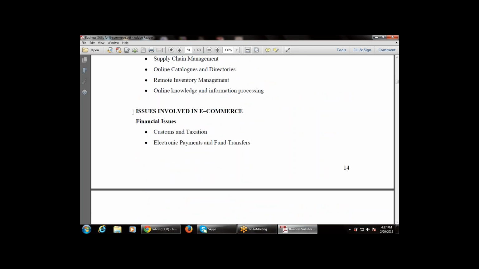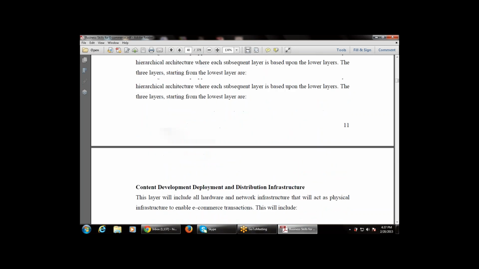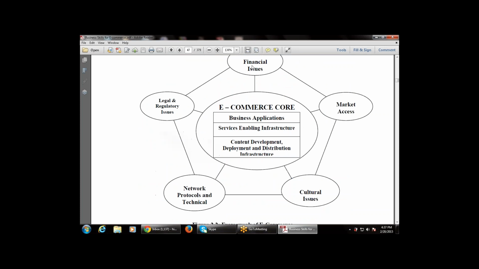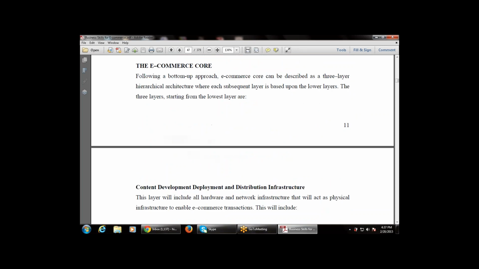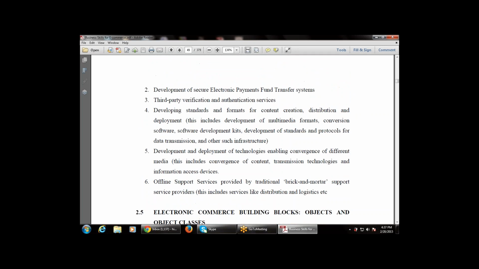Now, what are the issues involved in e-commerce? These are the various issues: financial issues, legal issues, market access, cultural issues, network protocol and technical issues. These are the various issues that are a challenging part of e-commerce.